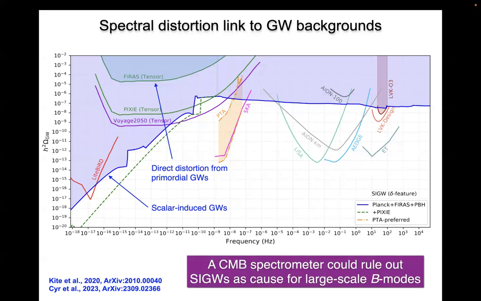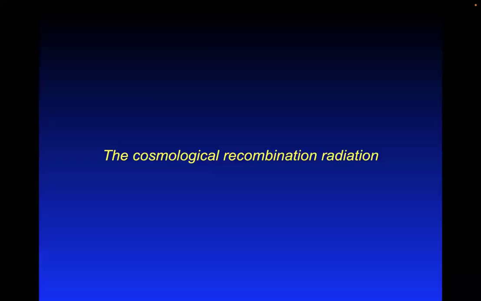So this is really an important application of the spectral distortions, in addition to what I said before, because it can actually ask the question, what is the origin of, rule out the origin of B modes, large-scale B modes being related to scalar-induced gravitational waves. So this is really exciting.